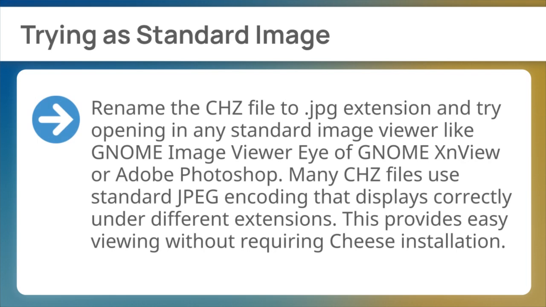Next, trying a standard image viewer. Rename the CHZ file to a .jpg extension, and try opening it in any standard image viewer like GNOME Image Viewer, Eye of GNOME, XnView, or Adobe Photoshop. Many CHZ files use standard JPEG encoding that displays correctly under different extensions. This provides easy viewing without requiring CHZ installation.